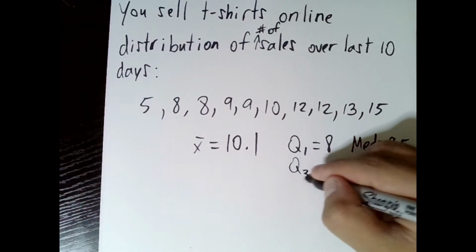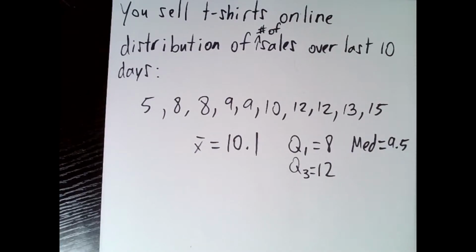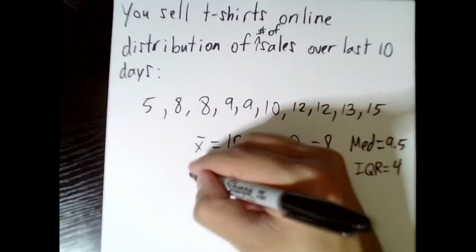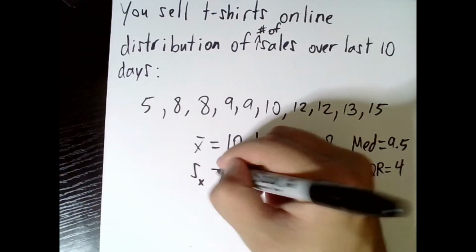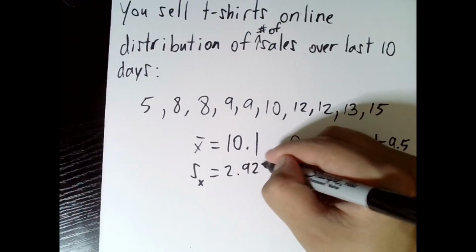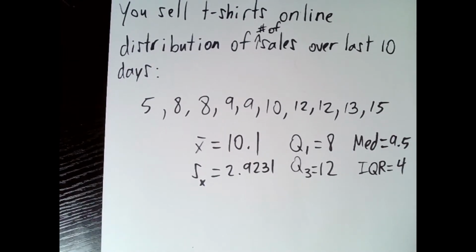Q3 is 12. Our IQR, I'll put these all together since they're all related, IQR is 4, and then our standard deviation, we'll call it S for sample standard deviation. S sub x is 2 point, I'll go 4 digits, why not? You can verify these in your calculator. So we have our descriptive statistics for this distribution, and now we're going to see what happens.